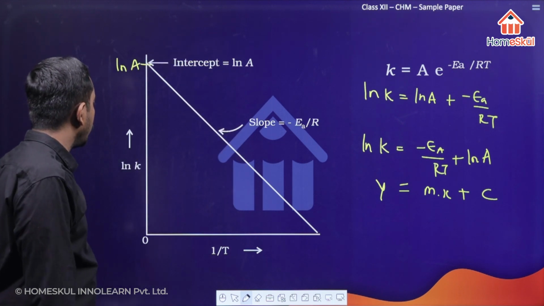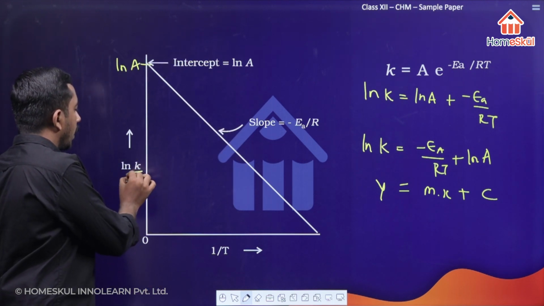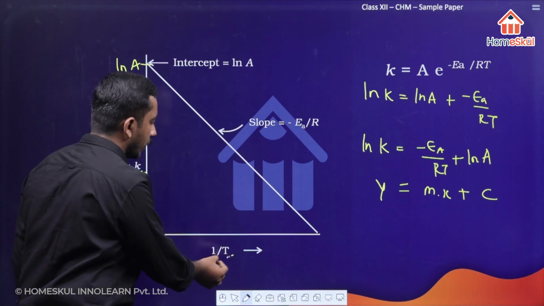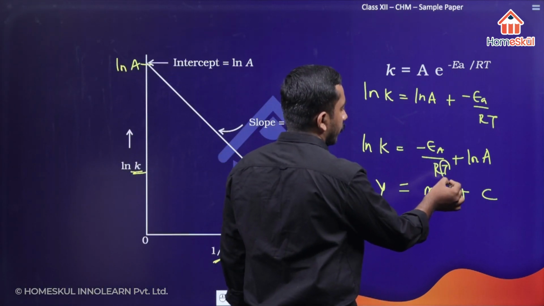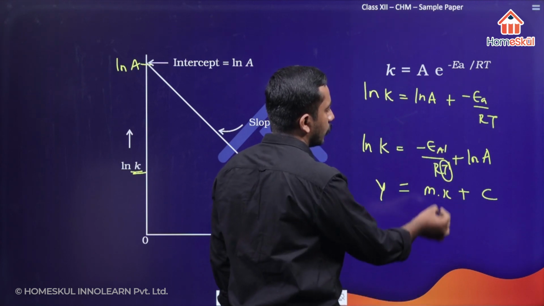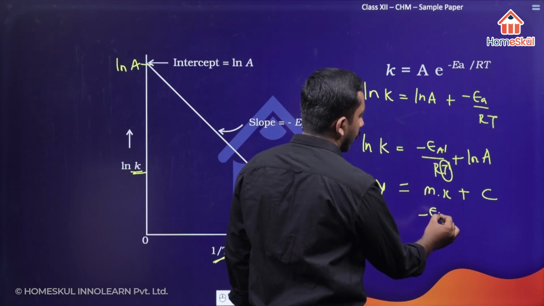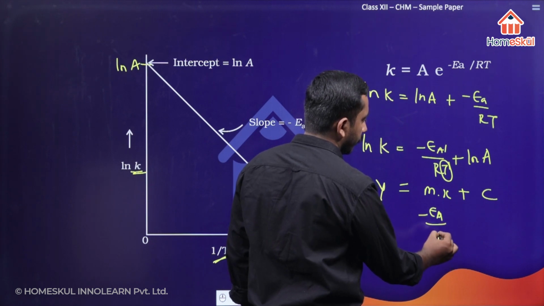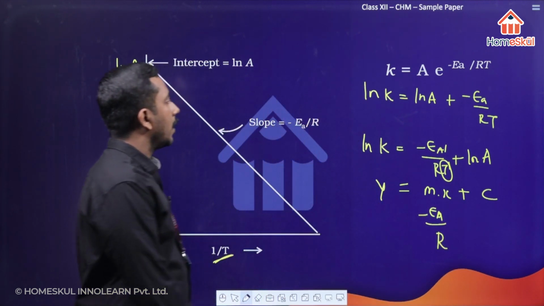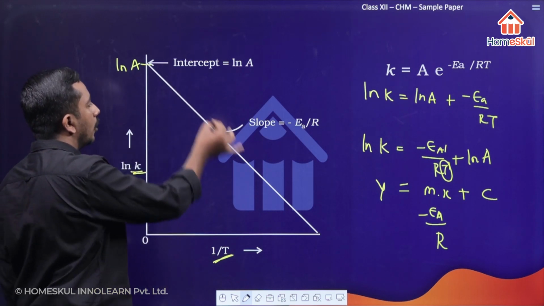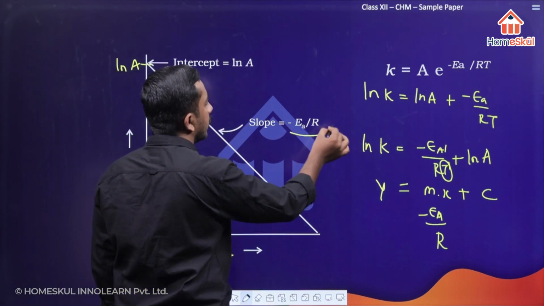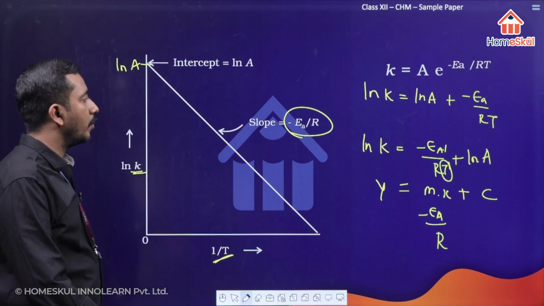So our plot is between the logarithmic value of the rate constant and the inverse of temperature, 1 by T. So 1 by T is our x factor here. The remaining value, minus EA divided by R, is going to be the slope m. So the slope of the graph that we obtain is minus EA divided by R.